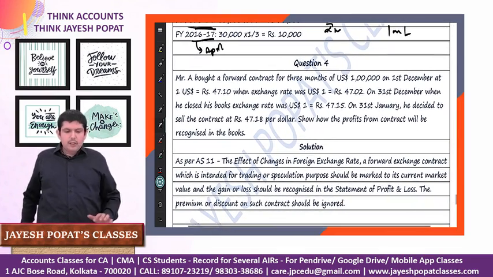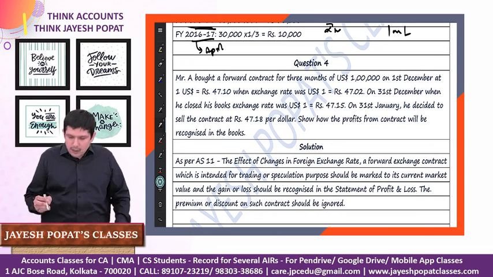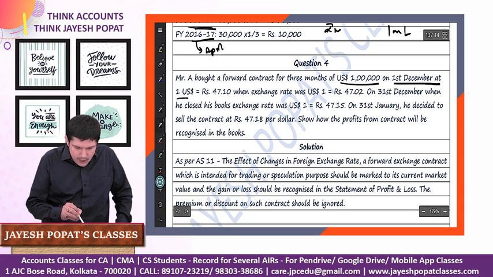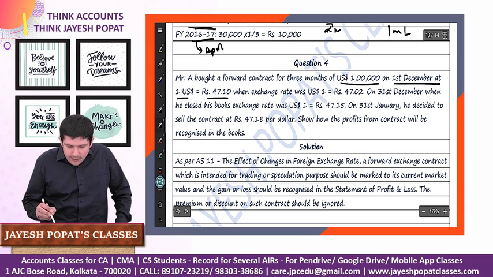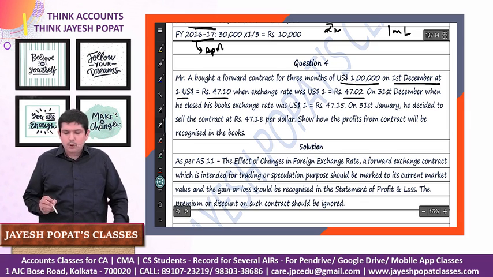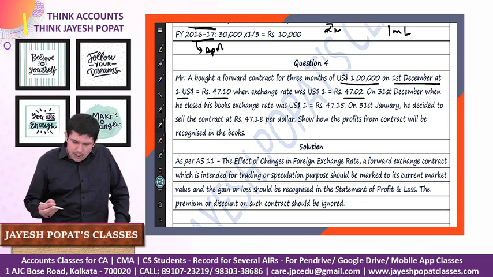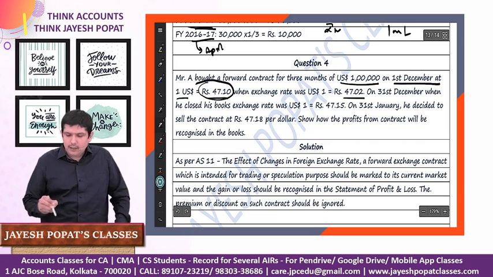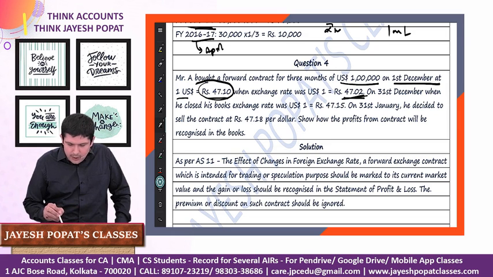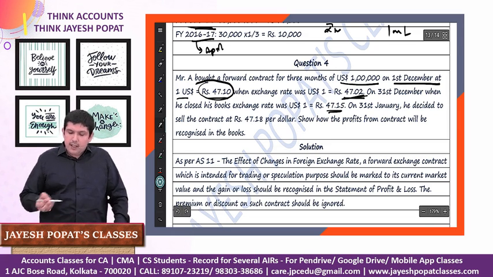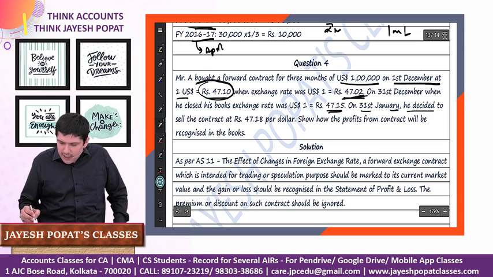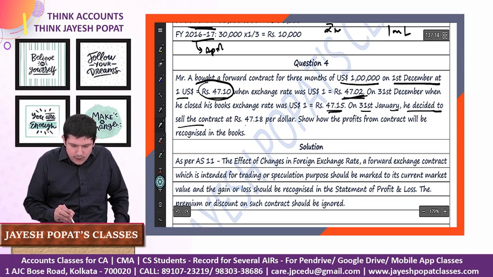Question number 4. Mr. A bought a forward contract for 3 months for USD 1 lakh on 1st December at $1 is equal to 47.10 when the exchange rate was 47.02, right? So it has purchased a forward contract. It has a right to buy 1 USD at 47.10 when the spot rate is 47.02. On 31st December, when he closed his book, the exchange rate was 47.15. So see, the exchange rate increased. On 31st January, he decided to sell the contract at 47.18.